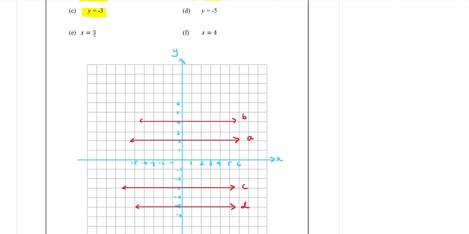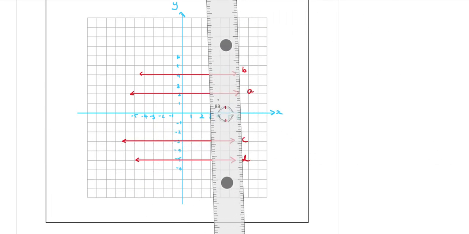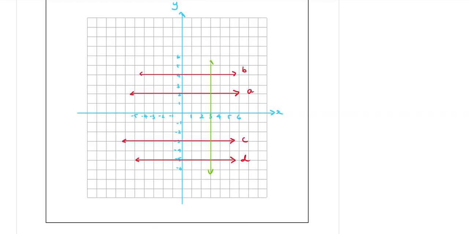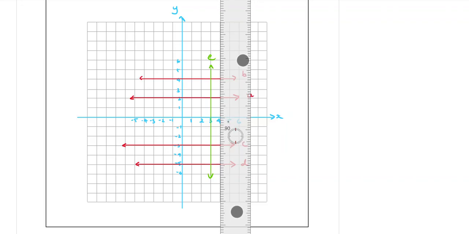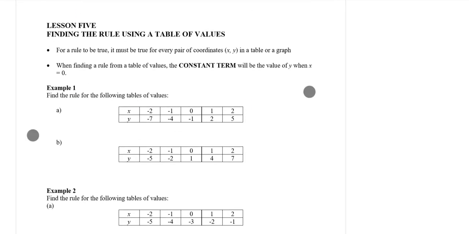In question E, we are now switching to an x equals equation. If it's x equals 3, that means my graph needs to go through the x-axis at the 3. So this is going to be a vertical line. There it is, going through at x equals 3. And the last one, x equals 4, just move it over a bit, going through the x-axis at 4, another vertical line, and that one is F. Okay, so that is vertical and horizontal lines. Don't forget about those. Let's have a look at our new work for today.